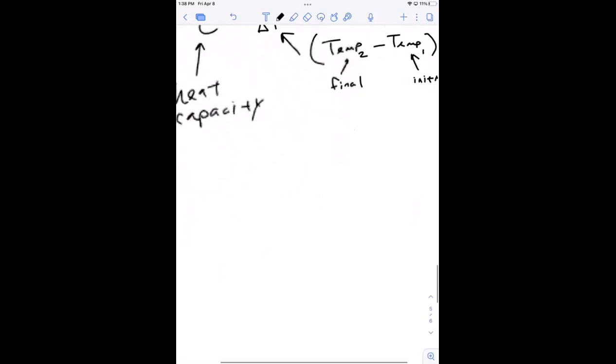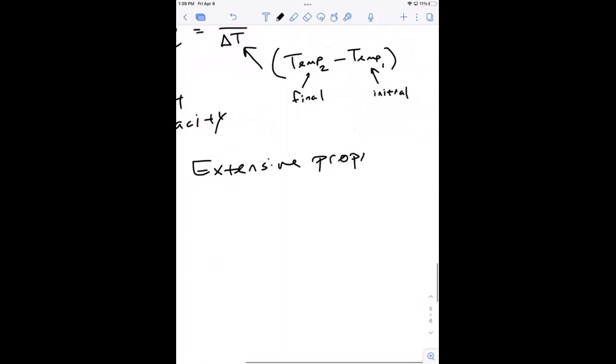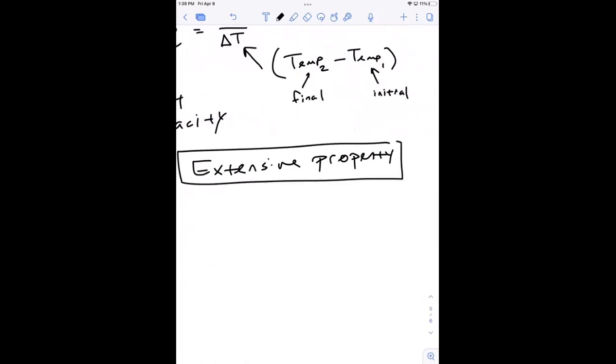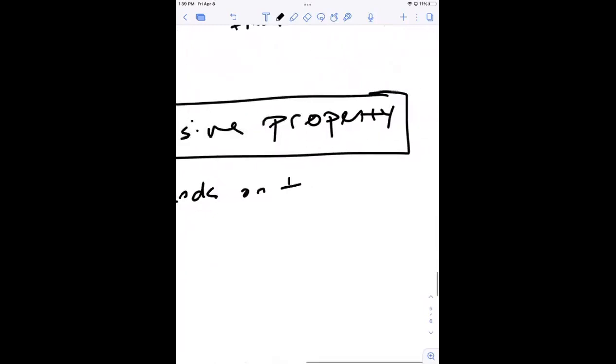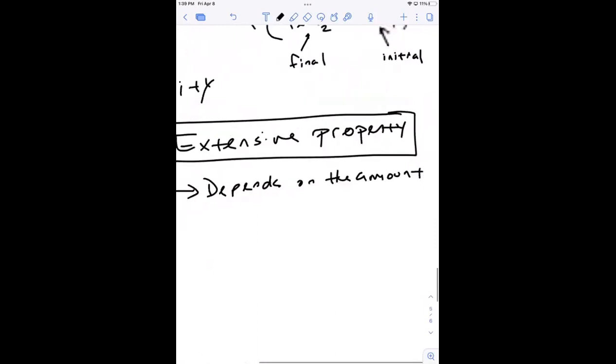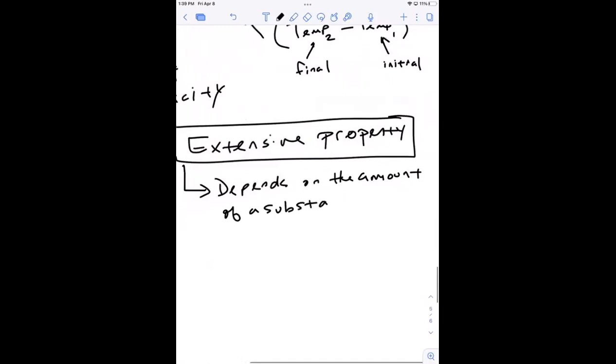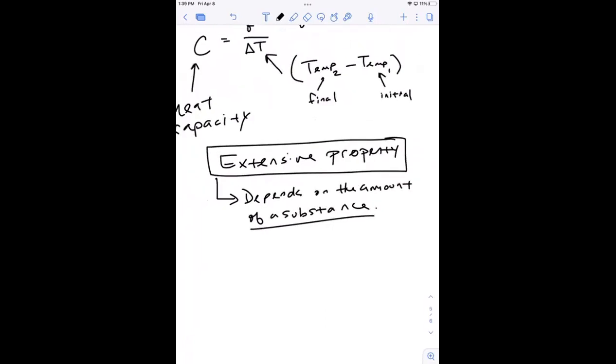This is an extensive property. Anybody remember what that term means? It just means that it depends on the amount of a substance. Like mass is extensive, right? Because if you have a handful of, let's say, marbles, and you have a basket full of marbles, the basket is going to have a greater mass than the handful because there are more marbles in the basket. So extensive properties are based on the amount. Intensive properties are not. They're just based on the actual substance itself.